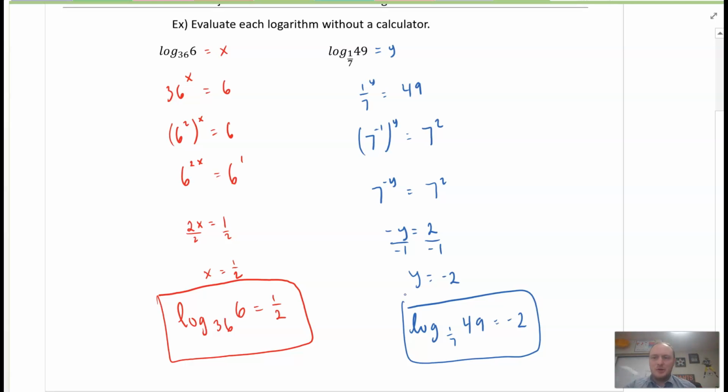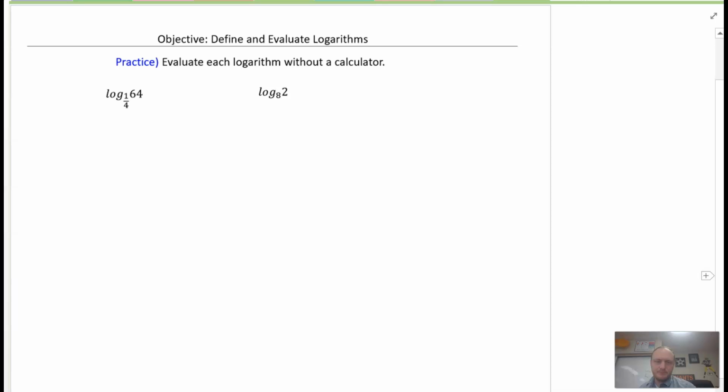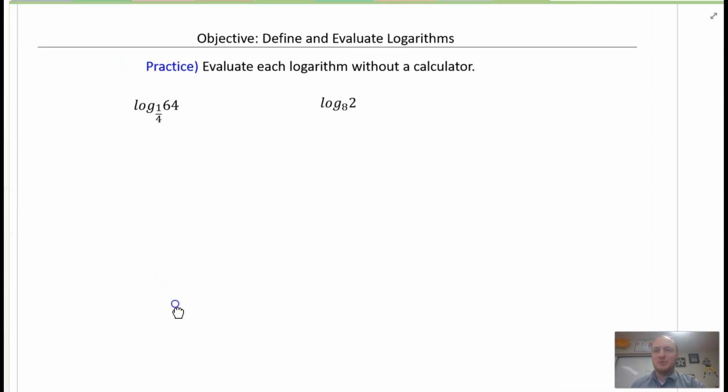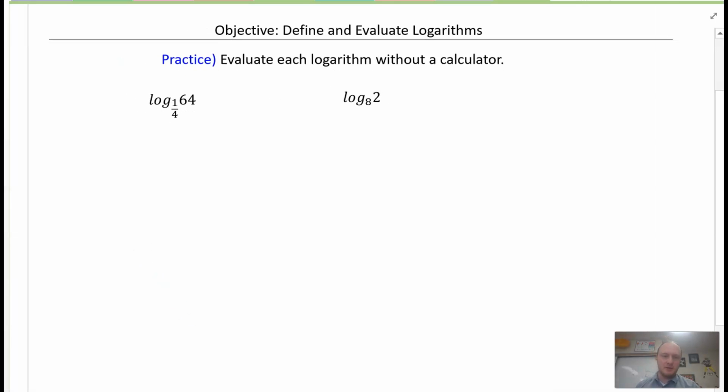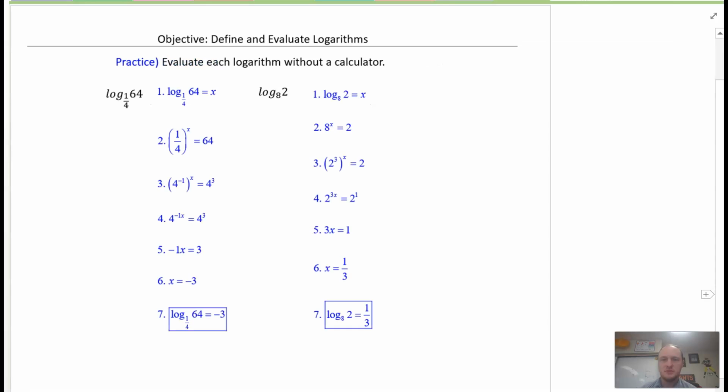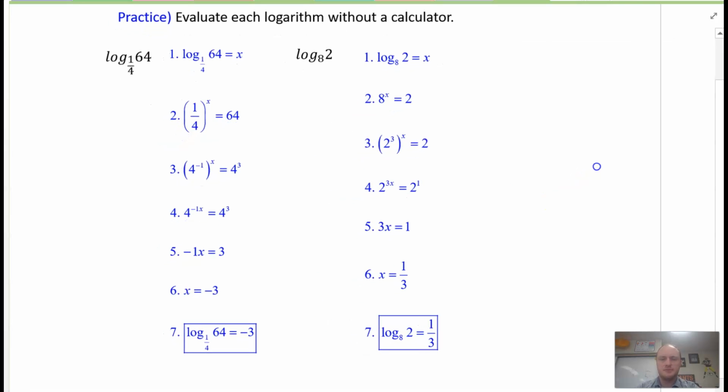Okay, so here are the next practice problems. Please go ahead and give these a try, pause the video, and I will assume you have paused. Here are the solutions.